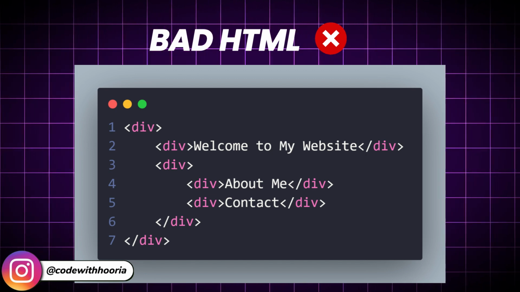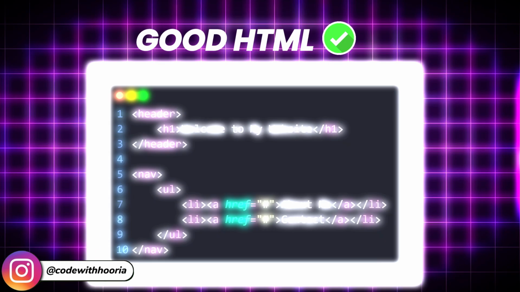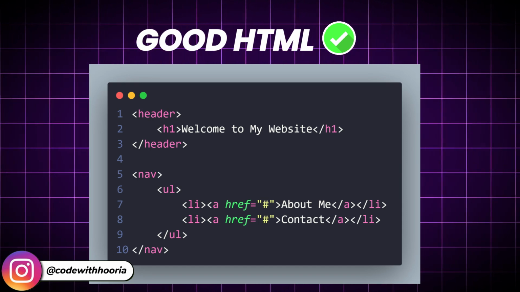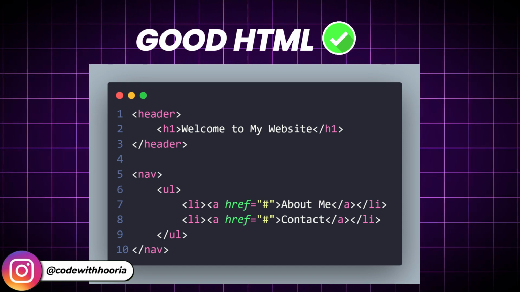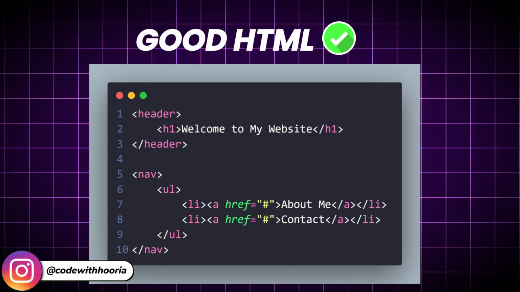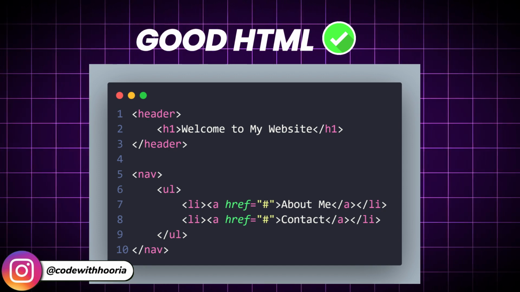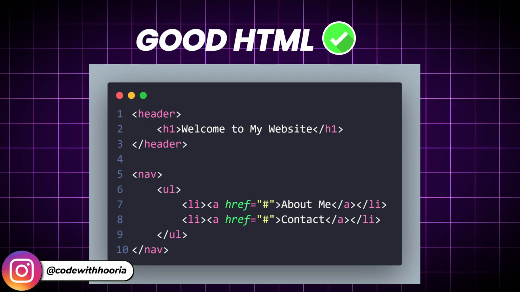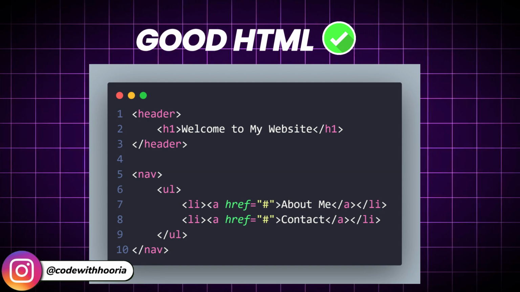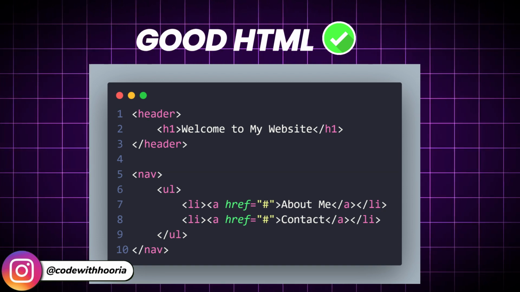Now let's rewrite this properly using semantic HTML elements. This version is so much cleaner. Just by looking at the tags, you can tell what each part of the page does. The header tag contains the title, and the nav holds the navigation links. No unnecessary div elements. Using proper tags makes your code easier to read, improves SEO, and helps accessibility.